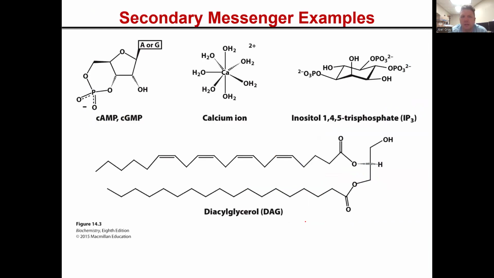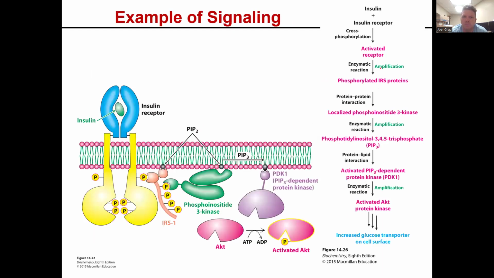Now, big secondary messenger examples: here we've got cyclic AMP or cyclic GMP. We have calcium ions that are tremendous secondary messengers. And then we've got this inositol 1,4,5 triphosphate, as well as diacylglycerol. So these are all examples of secondary messengers. It's important to be able to identify each one of these players and know the differences. This 6-membered ring right here is inositol. And then the positions 1, 4, 5, that's where our phosphate groups are.